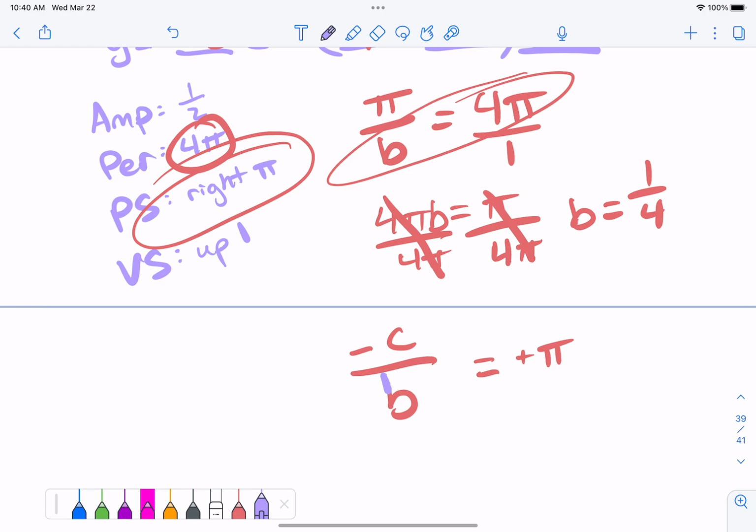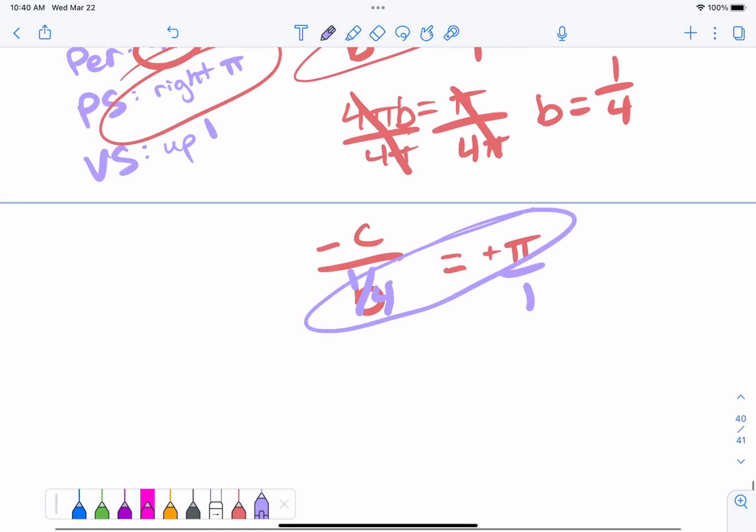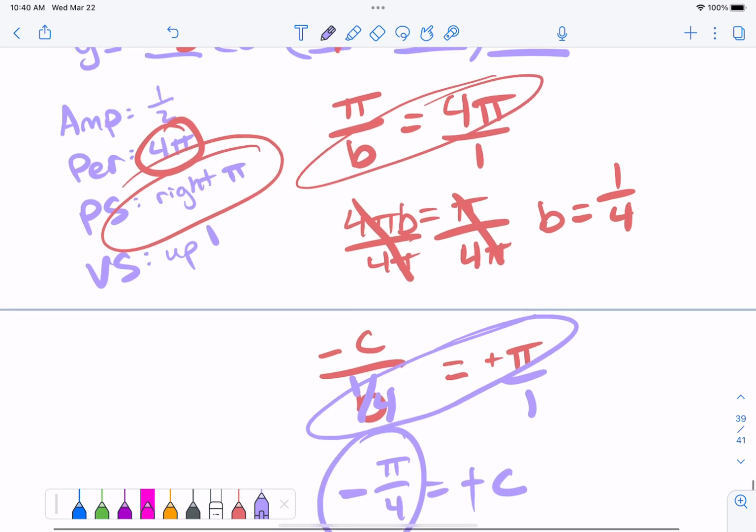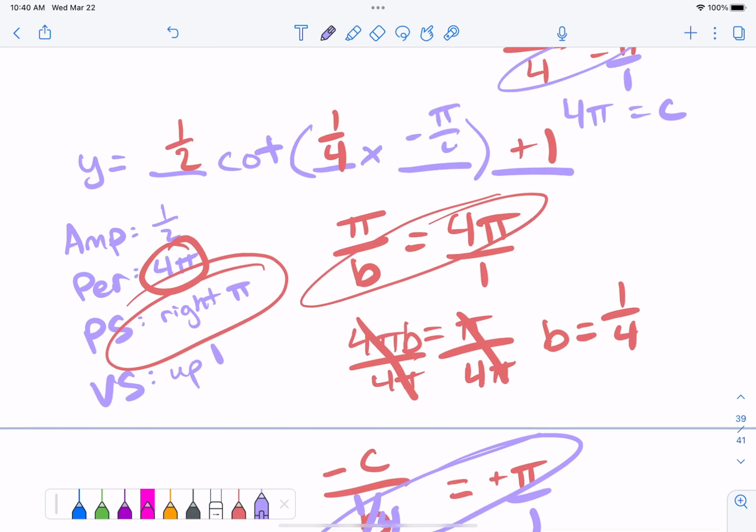All right, I want this to be 1/4. Over 1. You put pi over 1 and cross multiply? Okay, so there's that. 1/4 pi, which is the same thing as pi over 4, equals negative c. So then divide by a negative, so negative pi over 4. Negative pi over 4. There you go.